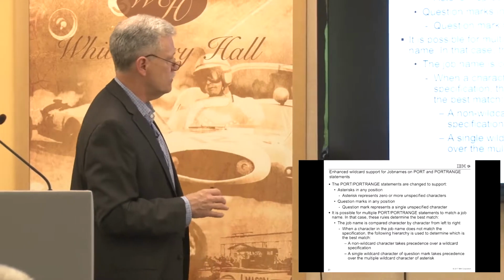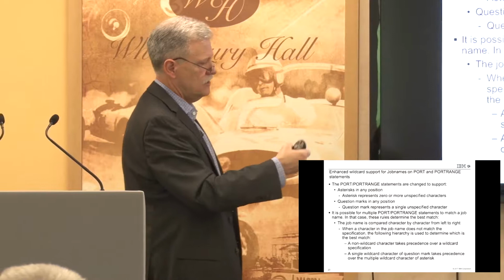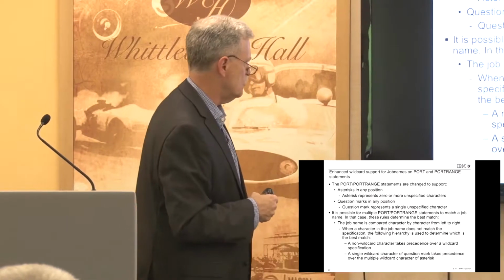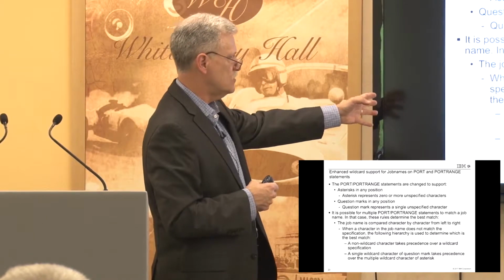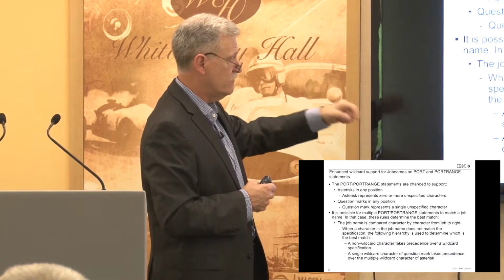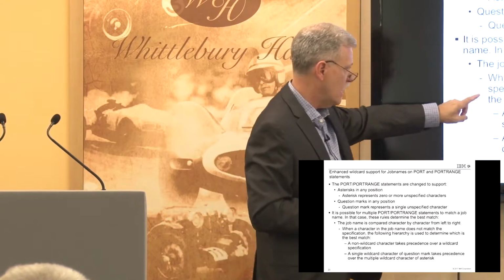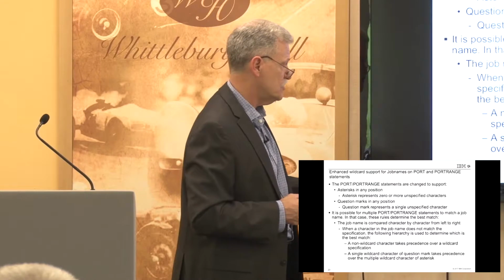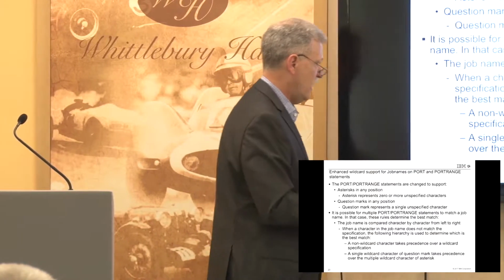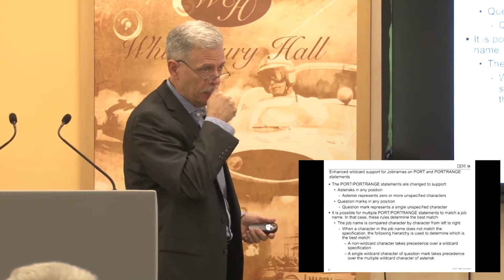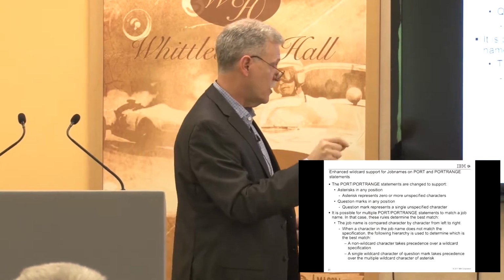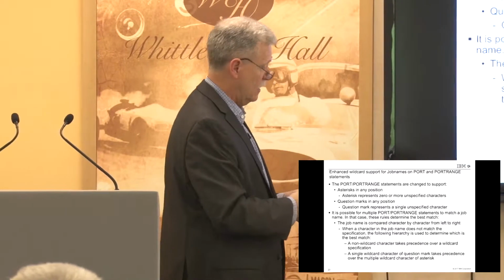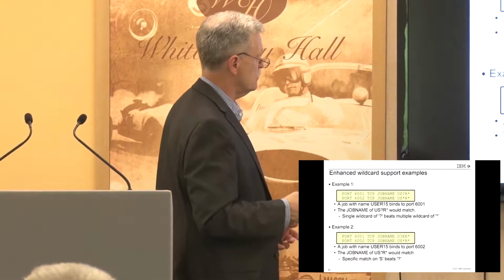The job name is compared character by character, left to right, until we find the most specific match. It's a very, very common algorithm that's used. When a character in a job name does not match the specification, the following hierarchy is used. A non-wildcard character will take precedence when we have a conflict. A single wildcard character, a question mark, will take precedence over an asterisk. So basically those are the tiebreakers, in that order.